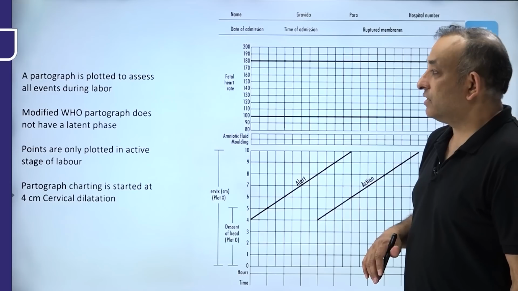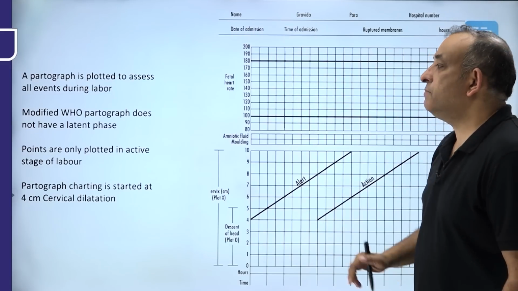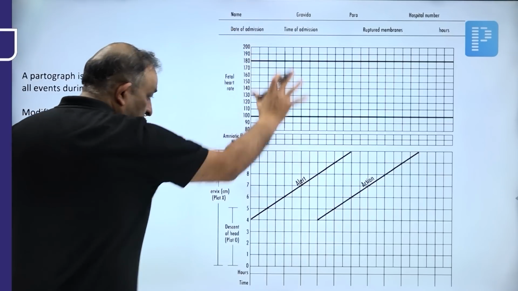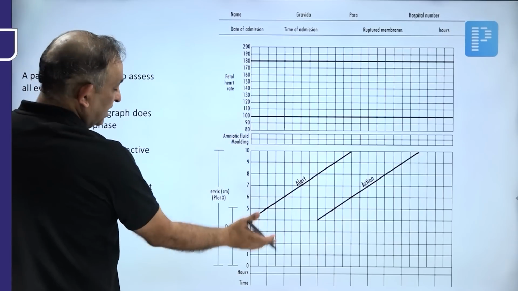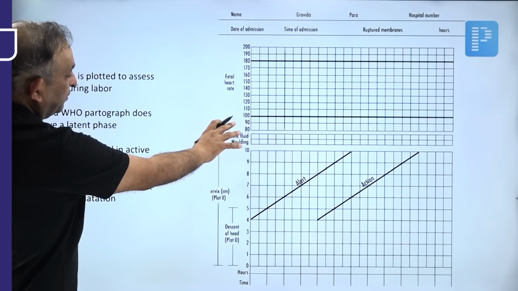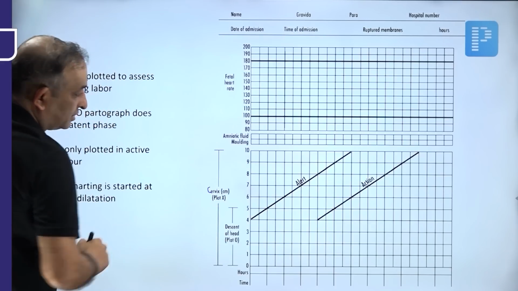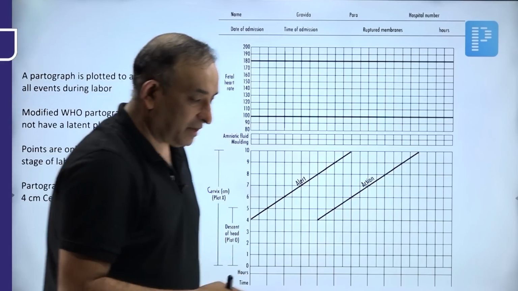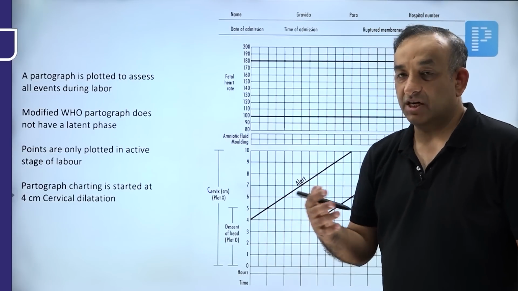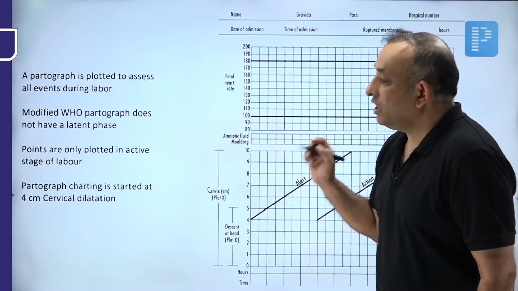So when we do a partogram, what are the particulars of the partogram? It is plotted to assess all events during labor. Okay, partogram is a very descriptive chart. I've shown you only the upper half of the partogram here. And this is just showing the fetal heart rate, the amniotic fluid color, the molding, and the cervical dilatation and the descent of the head. And apart from that, also there are many parameters like the uterine contractions, the maternal blood pressure, and the pulse rate, temperature, all that. So a partogram is plotted to assess all events during labor.